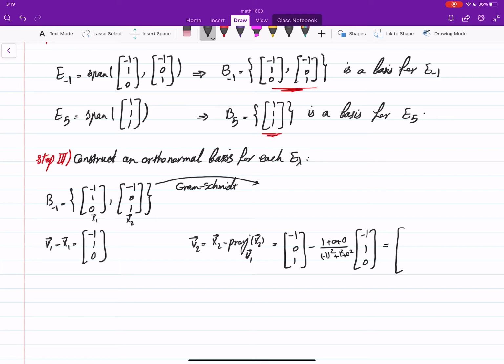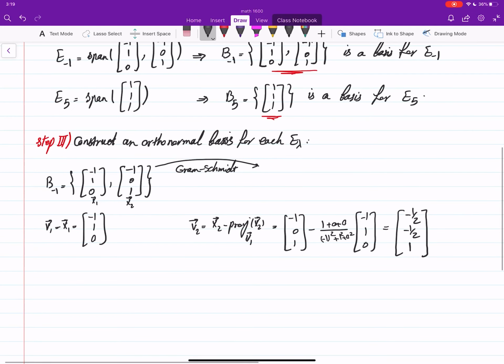So this way we have negative 1 plus 1 over 2, which will be negative 1 over 2. This is 0 minus 1 over 2, which is negative 1 over 2, and this is just 1. So from this, we constructed this orthogonal basis, which is (-1, 1, 0) and (-1/2, -1/2, 1).